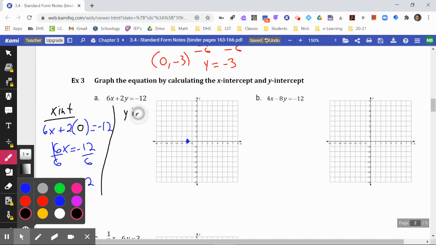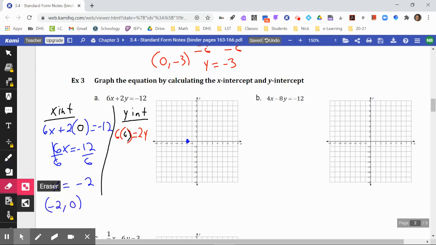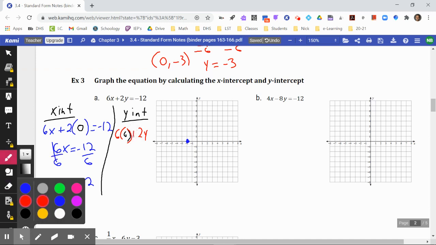Now again, I've got to do the same thing, but finding my y-intercept here. Right, so now for my y-intercept, I'm going to plug in 0 for x. So this is going to be 6 times 0 plus 2y equals negative 12. So really this becomes 2y is equal to negative 12, right? We're going to divide by 2, and we get y is equal to negative 6. So then that means my y-intercept is 0, comma, negative 6.